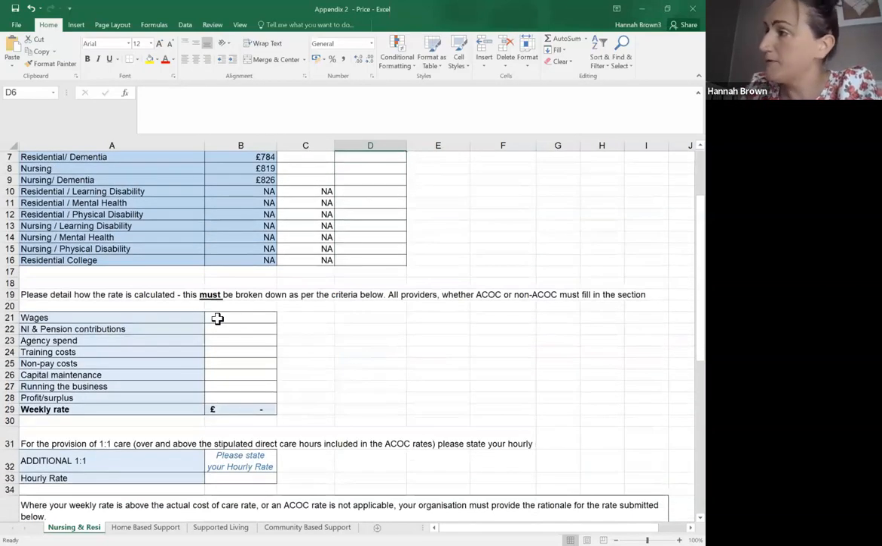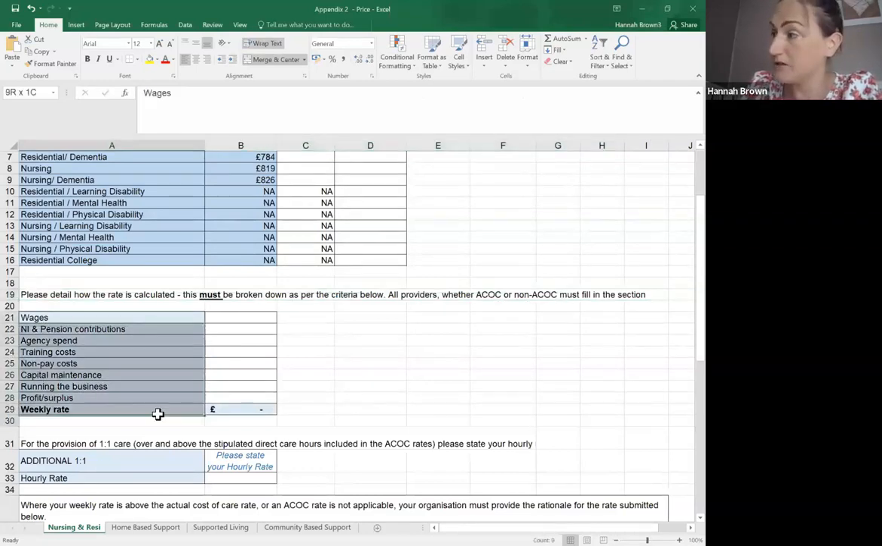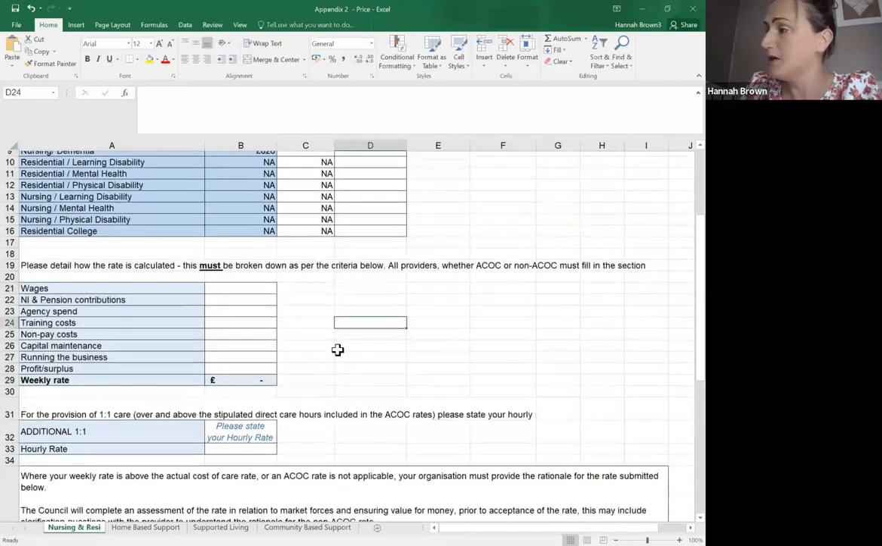Okay, so if we just move further down, this table here is for all providers. So if you accept the actual cost of care, or you don't accept the actual cost of care, or it doesn't apply, we're asking you to break down the weekly rate that you're submitting. So you'll provide a breakdown of how you've reached your weekly rate for those direct care hours.